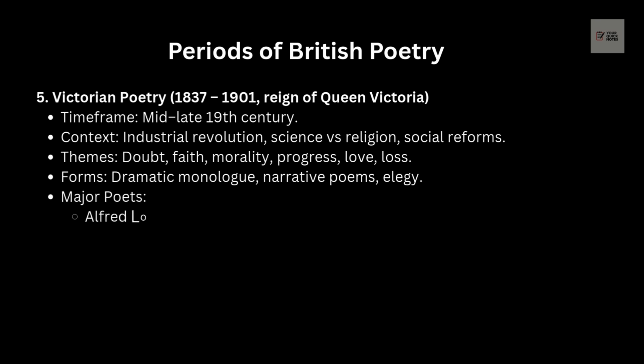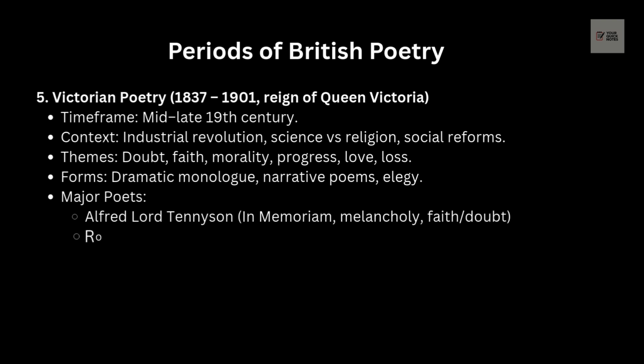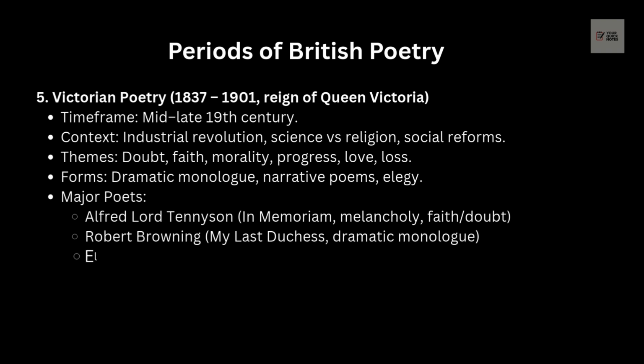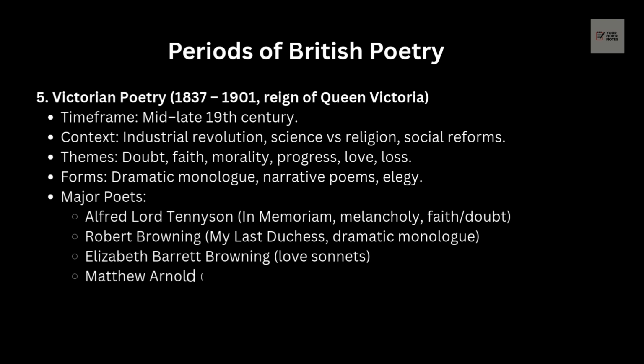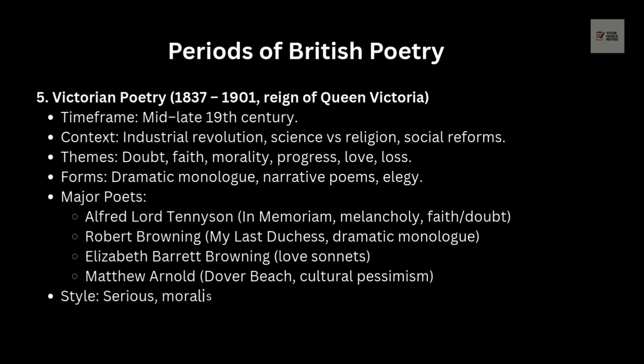The common forms were the dramatic monologue, where a single speaker reveals thoughts and feelings, and the elegy, which reflects sorrow and loss. Famous poets of this age include Alfred Lord Tennyson, with works like In Memoriam that deal with grief and hope, Robert Browning, master of the dramatic monologue in poems like My Last Duchess, Elizabeth Barrett Browning, known for her romantic sonnets, and Matthew Arnold, whose poem Dover Beach beautifully shows the conflict between faith and doubt. In short, Victorian poetry is serious and thoughtful, full of moral reflection, struggles of belief, and the realities of modern life.